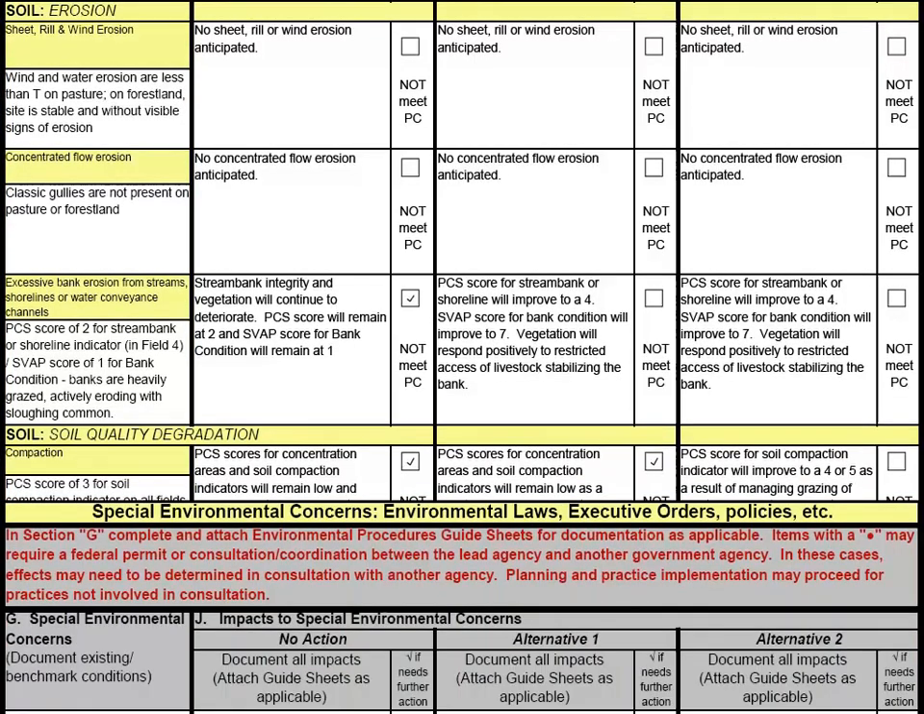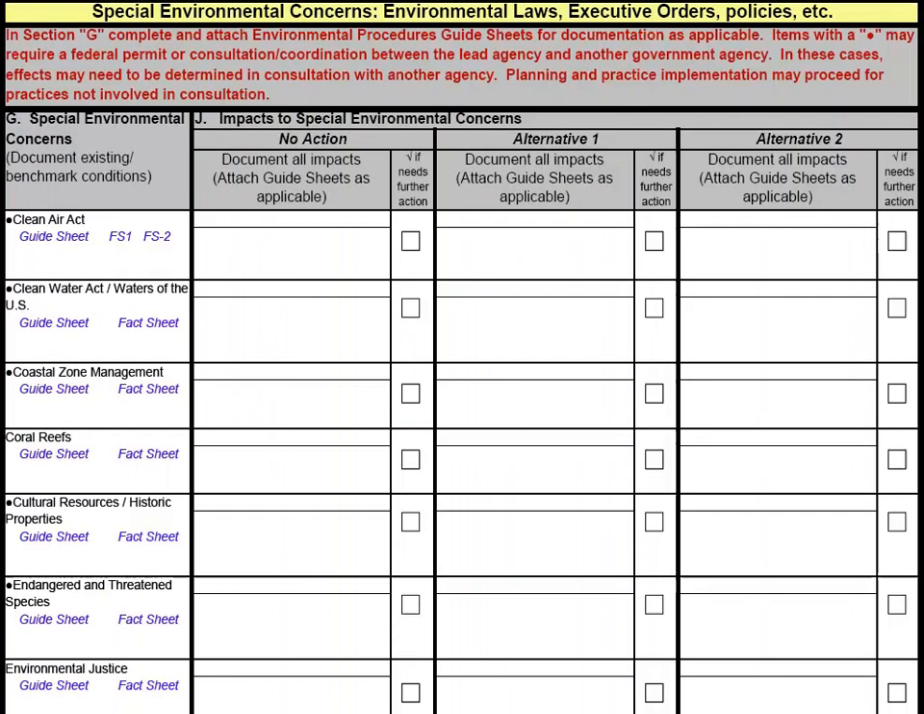In Section G, Special Environmental Concerns, benchmark conditions were also documented for each special environmental concern. Guide sheets and fact sheets contained within the form were consulted to identify which special environmental concerns had potential to be affected by the planned actions and to help document the benchmark conditions. Information contained in the Field Office Technical Guide was also used.